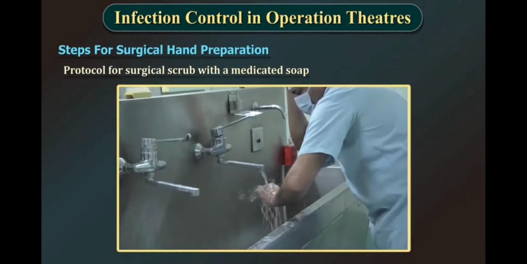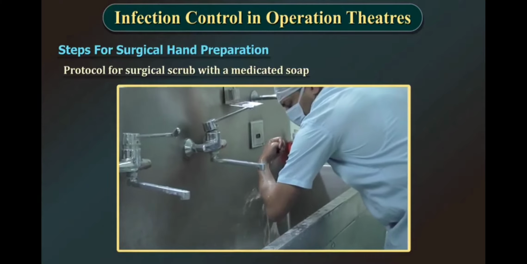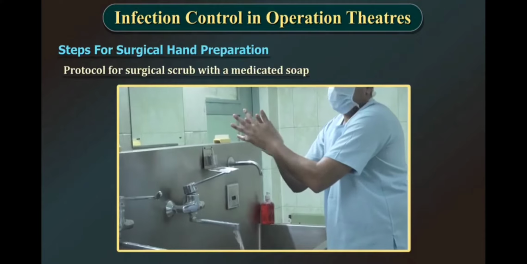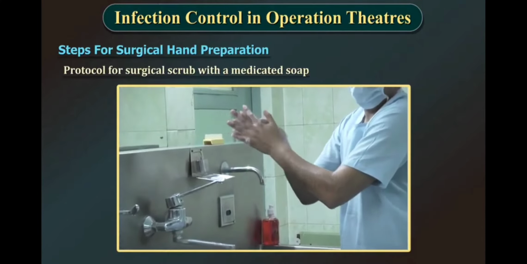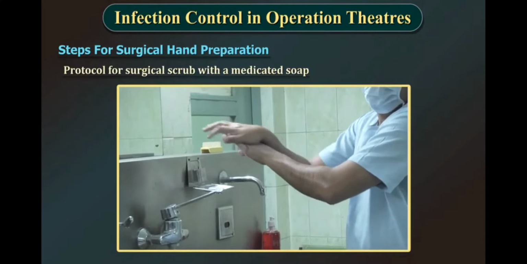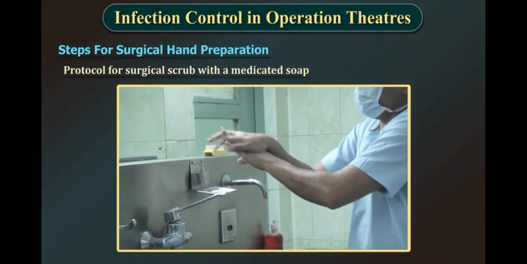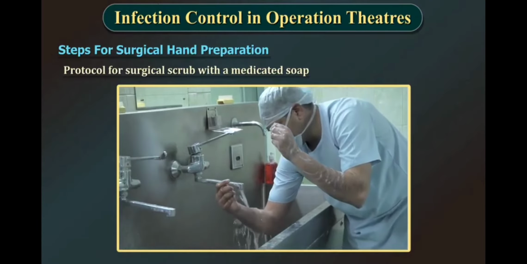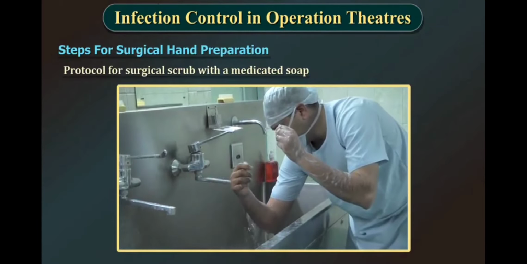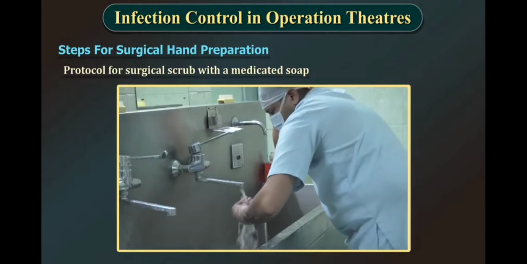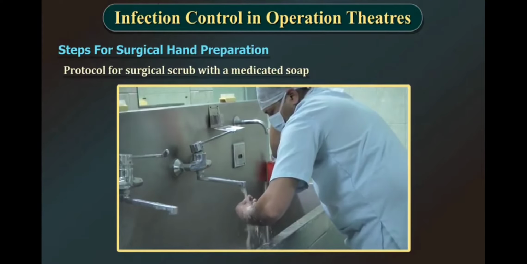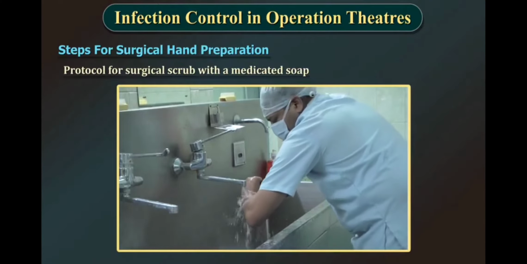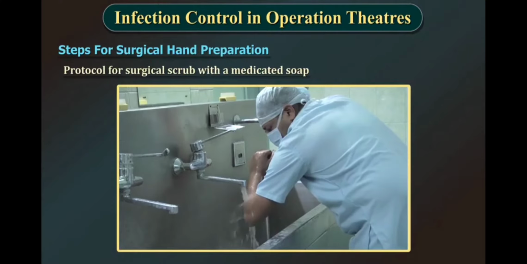Repeat the process on the other hand and arm, keeping the hands above elbows at all times. If the hand touches anything except the brush at any time, the scrub must be lengthened by 1 minute for the area that has been contaminated. Rinse hands and arms by passing them through the water in one direction only, from fingertips to elbow. Do not move the arm back and forth through the water. The steps may be repeated 3 times and as recommended by hospital infection control guidelines.